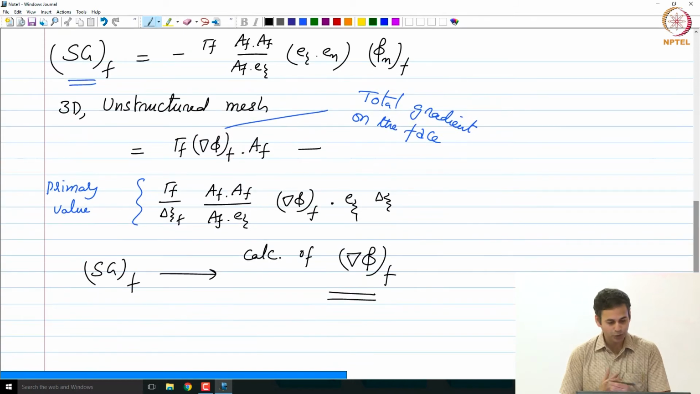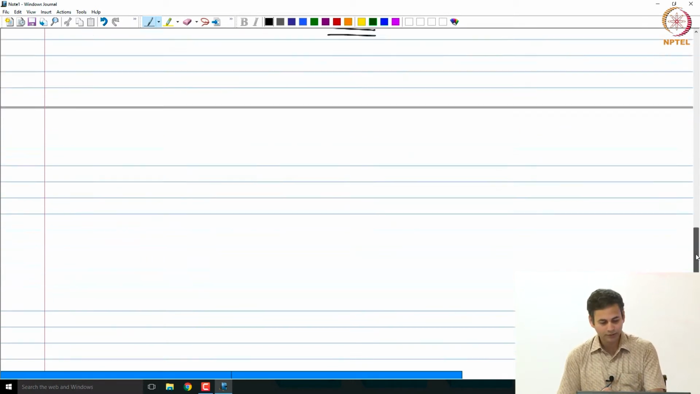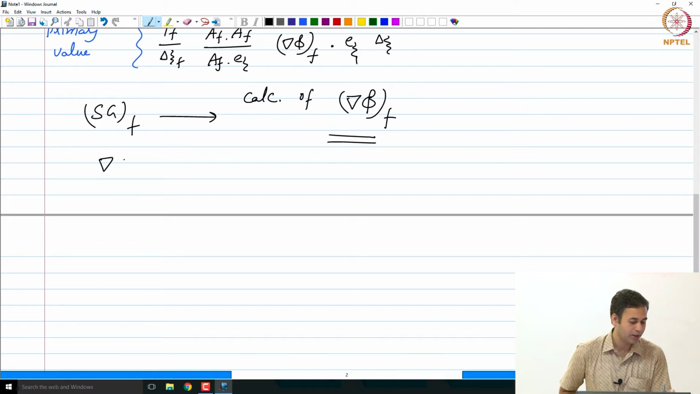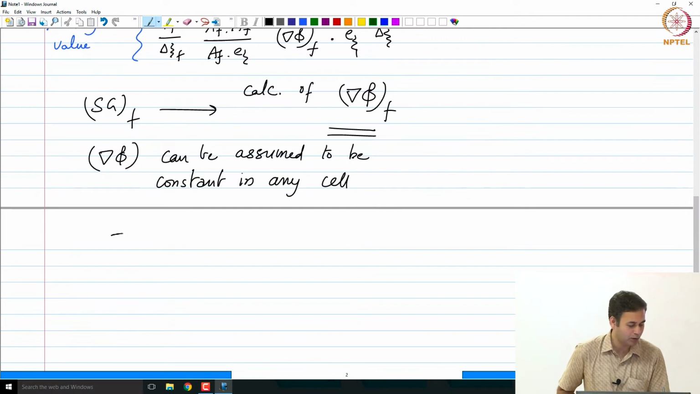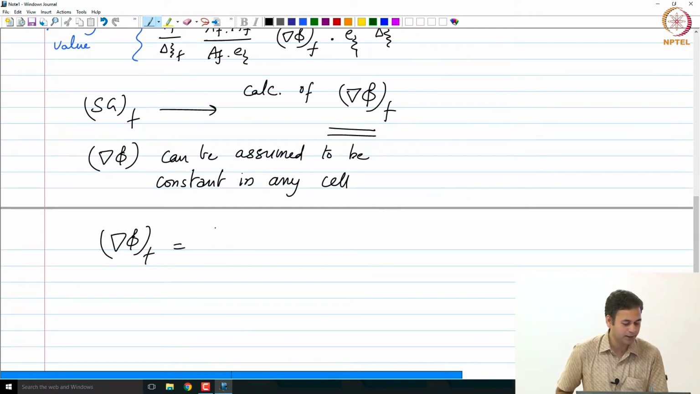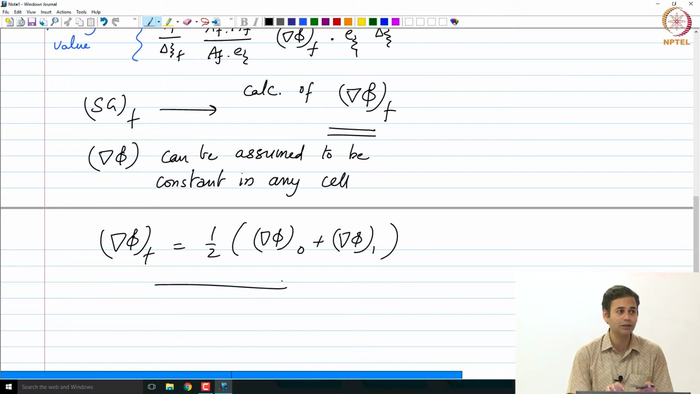Again we say that, using an approximation, if the gradient of phi can be assumed to be constant in any cell, then the gradient on the face can be written as an arithmetic mean of the gradients on the cell values, because grad phi itself will be a constant over the entire cell. Then the average of these two would give you the gradient on the faces.